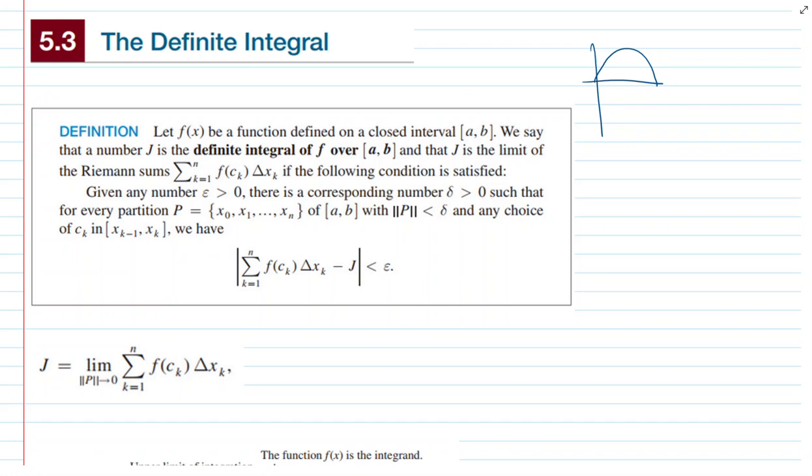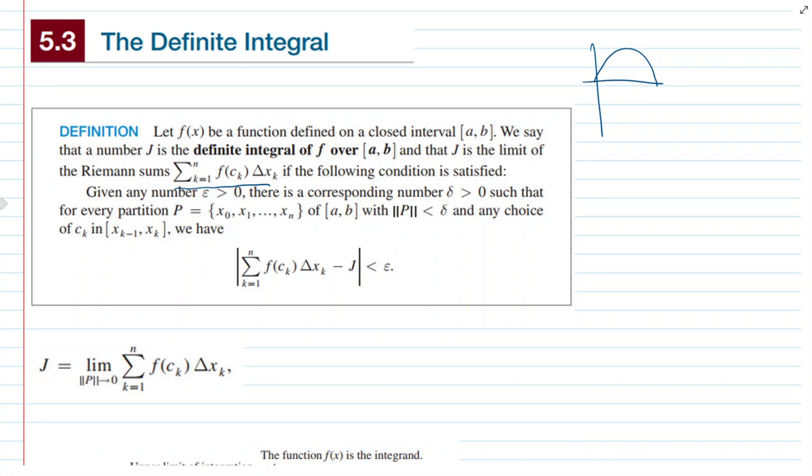Now we're getting into definite integrals, which is an expansion of the Riemann sum. It talks about in the definition here that it is a closed interval, which is the same as the Riemann sum, and we say that the number J is the definite integral of f over [a, b], and J is the limit of the Riemann sum, so that we have the sigma here. This is that Riemann sum that we did before on finding the individual rectangles and their areas and adding them up.